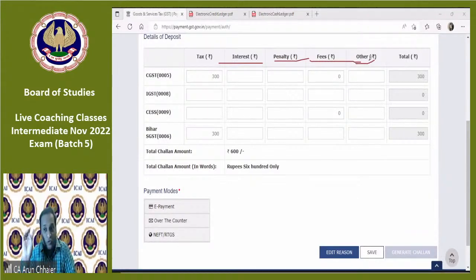So what is the source of the electronic credit ledger? Can you please tell me what is the source of the amount deposited in the electronic credit ledger? The answer is GSTR 3B.